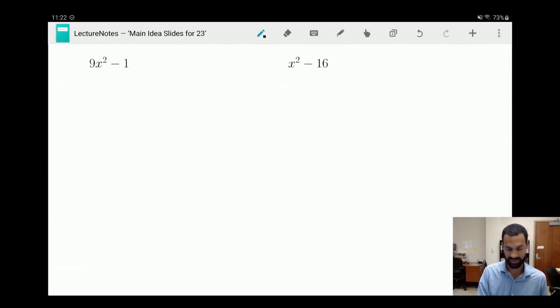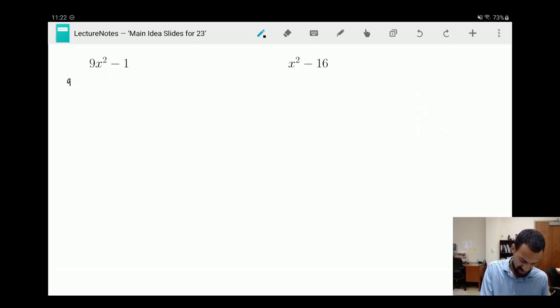Here's some other special cases here. 9x squared minus 1. So if I wanted to factor this, notice we're missing a term. And we need to fill it in. So which term is missing is usually the question. 9x squared minus 1. We have the squared term, we have the constant term. We're missing that middle term, the one with the x with only an exponent of 1.